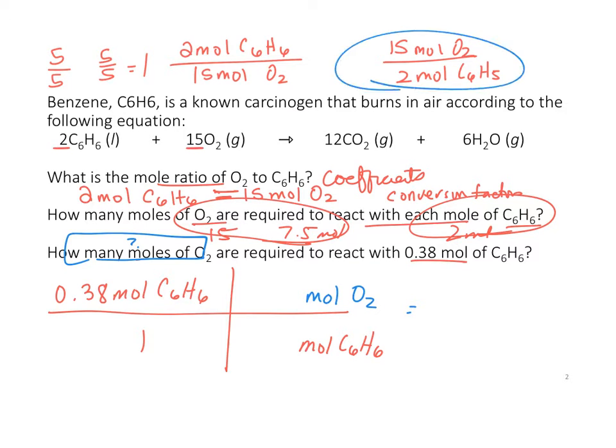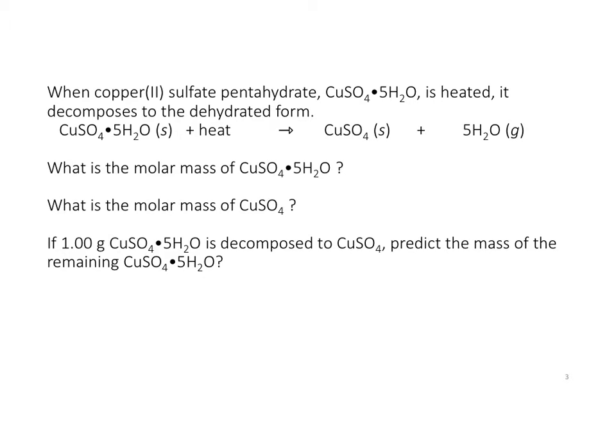So here we have, for 2 moles of benzene, we have 15 moles of oxygen. And so these are going to cancel out, and you're going to be left with moles of oxygen. So when you get your calculator, you take 0.38 times 15 divided by 2, and that's 2.85 moles of oxygen. And that's how you solve that problem using these coefficients. Mole ratios. This is stoichiometry.